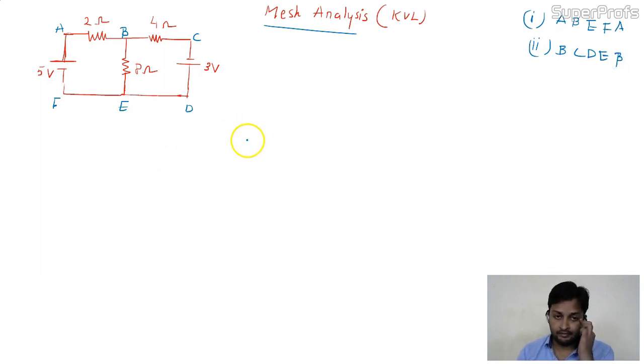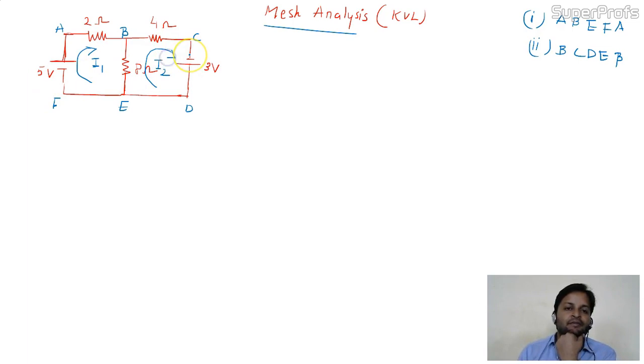Okay, now see. The identification of meshes is over. Secondly, assign the mesh currents. I am going to assign the current in each mesh. This is I1. Here I am going to assign I2. Now the direction of the current depends on you. I am choosing this way. Here I am taking the current the same. This is I1. This is I2. Is it okay to you people?